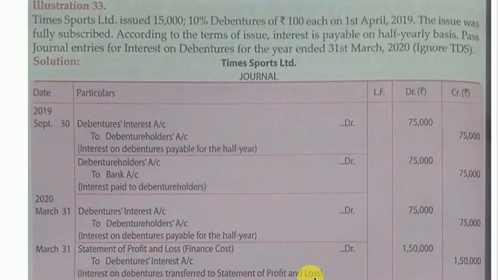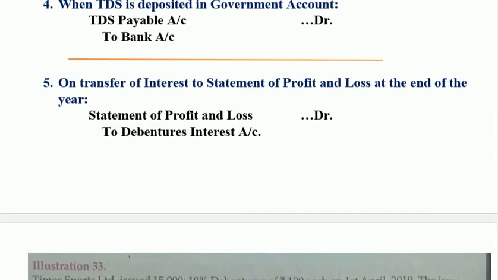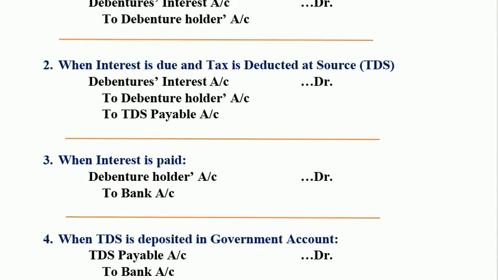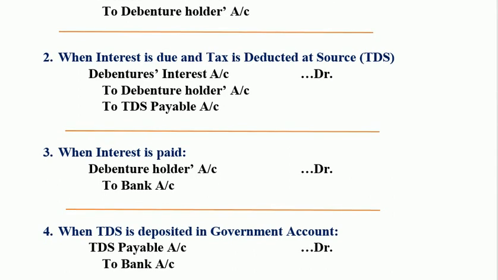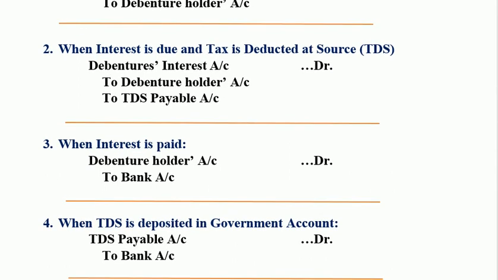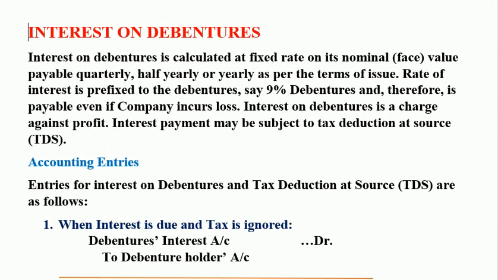I hope you all have understood the concept of interest on debentures and how we pay the interest on debentures to debenture holders. These accounting entries were also discussed, and TDS entries were also discussed: how the company deducts tax at source from the total debenture interest, and how the company transfers the TDS amount to the government's account. This was also discussed in this topic.